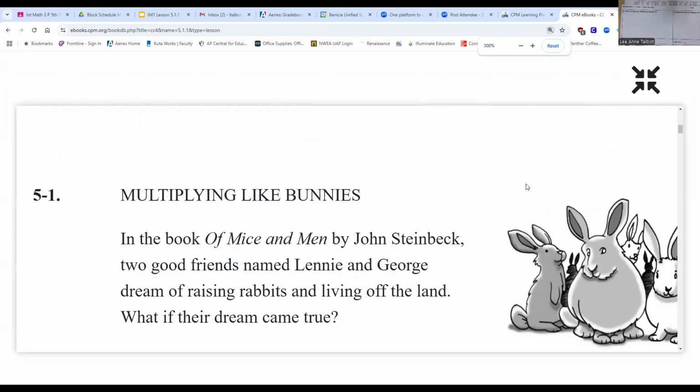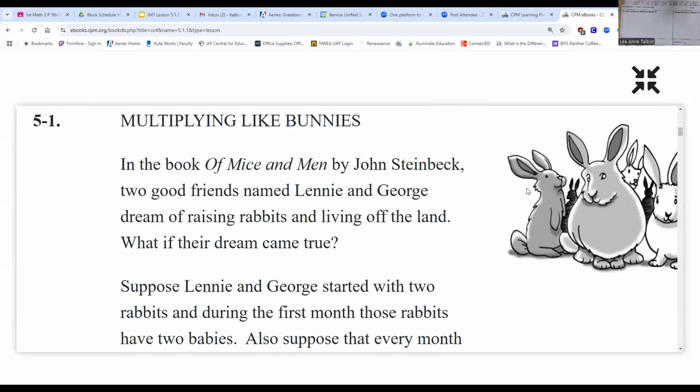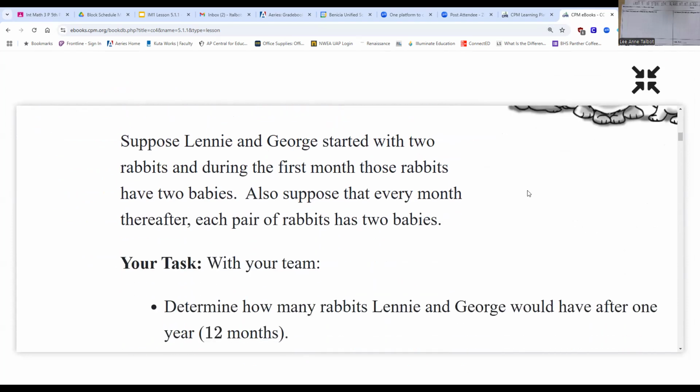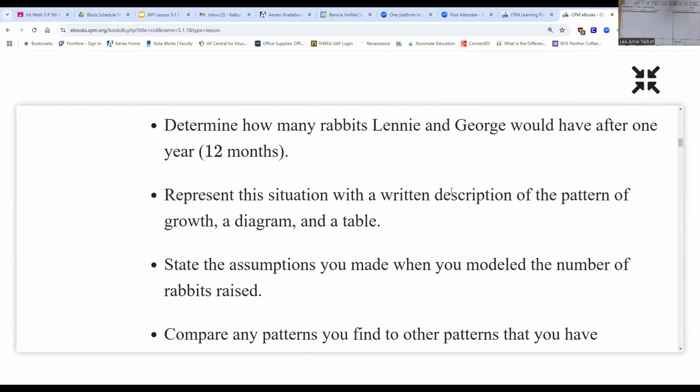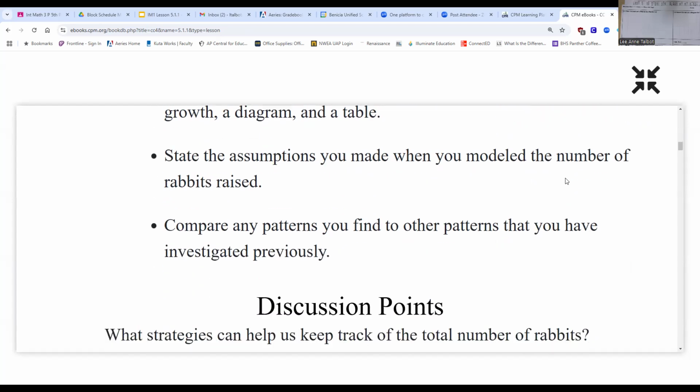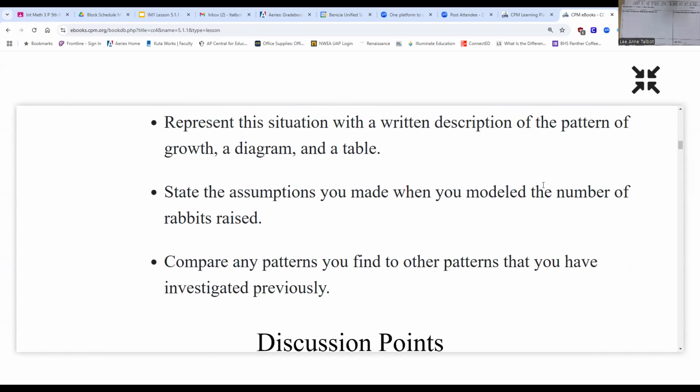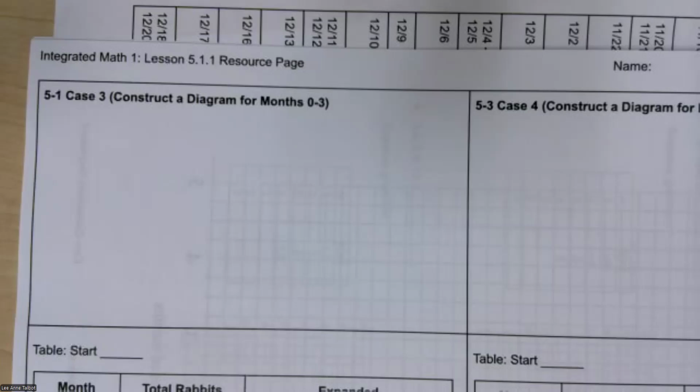Okay, here we go. In the book Of Mice and Men by John Steinbeck, two good friends named Lenny and George dream of raising rabbits and living off the land. What if their dream came true? Suppose Lenny and George started with two rabbits, and during the first month, those two rabbits had two babies. Also, suppose that every month thereafter, each pair of rabbits has two babies. With your team, determine how many rabbits Lenny and George would have after 1 year. Represent the situation with a pattern of growth, diagram, and a table. State the assumptions you made, compare any patterns that you investigated previously.